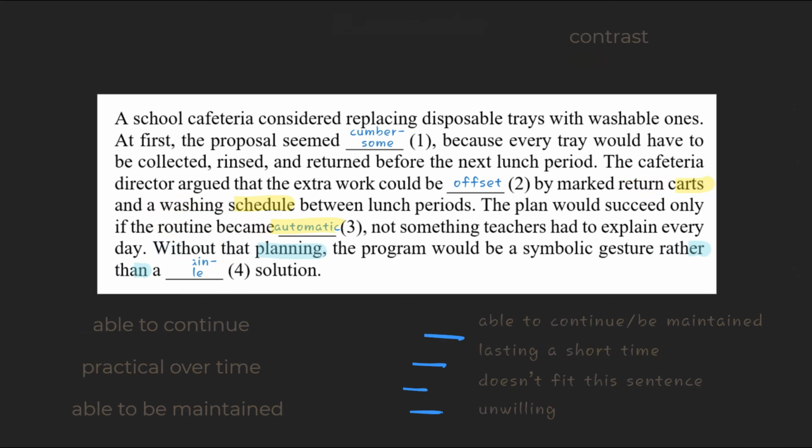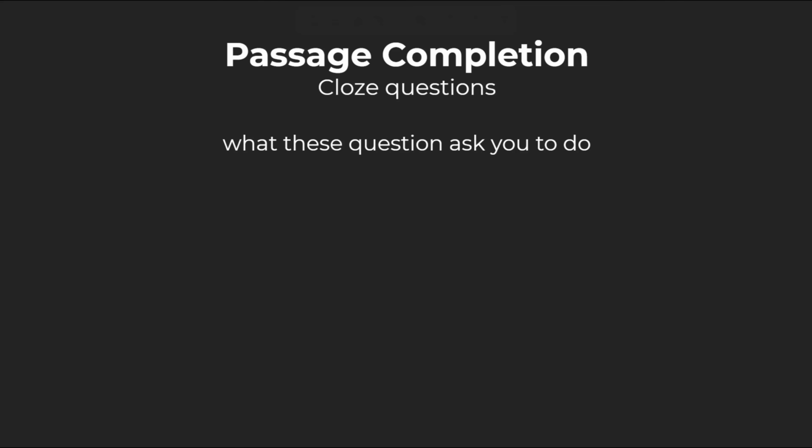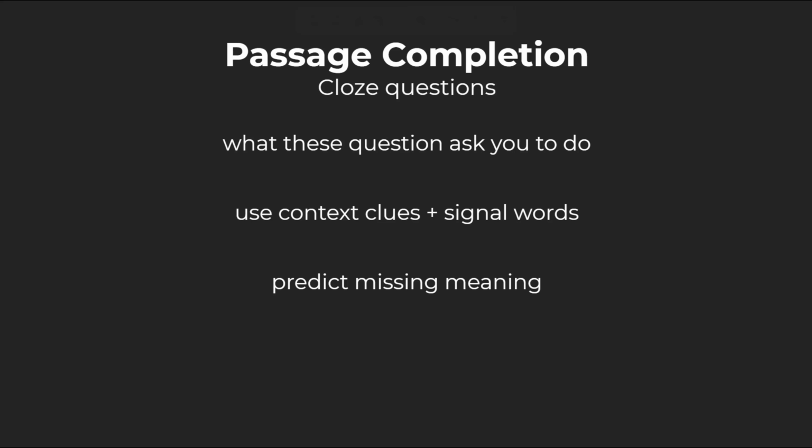And that wraps up our introduction to passage completion or cloze questions. In this video, we've covered what these questions ask you to do, how to use context clues and signal words, how to predict the missing meaning before choosing an answer, and how to avoid tempting wrong answers that may sound related but don't actually fit, including wrong answers that might be related to the topic, opposite in meaning, almost right, too strong, too weak, or off tone.